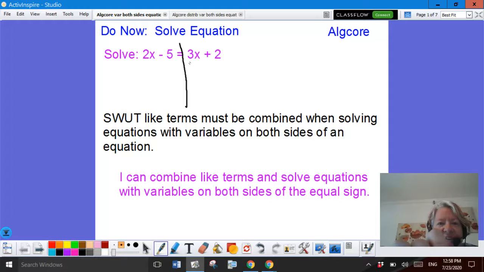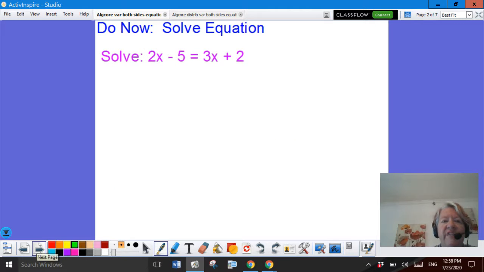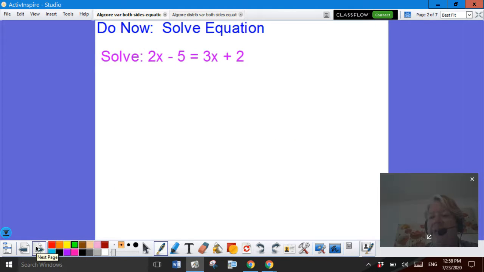2x minus 5 equals 3x plus 2. Notice how there's an x on this side and there's an x on that side. Okay, that is an issue because all the x's need to be on one side. So we are almost always going to be moving the x's to the left, and then we're going to solve it like normal. So let's go ahead and jump right into this.